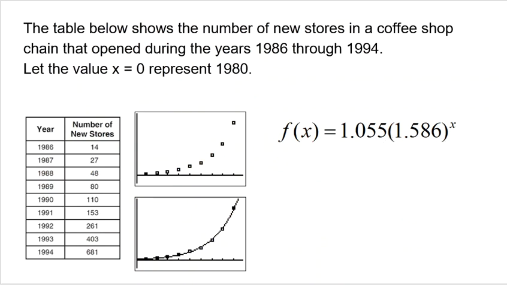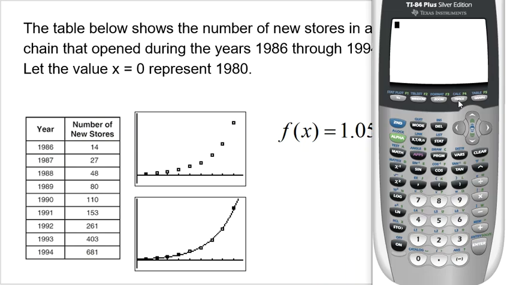Okay, so once again, this represents years and the number of new coffee shops by a particular store in each of those years. So the first thing I've got to do is enter the data into my calculator. So stat, edit. Now remember, we're letting x equal 0 represent 1980, so I'm not going to type in 1986. I'm going to type in 6 because it's 6 years from 1980. 7, 8, 9, 10, 11, 12, 13, and 14.